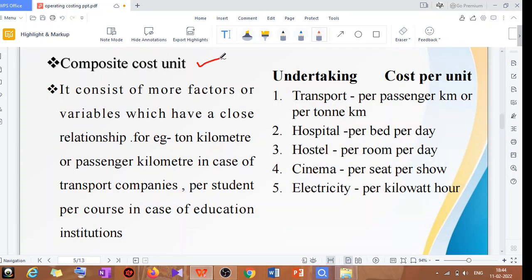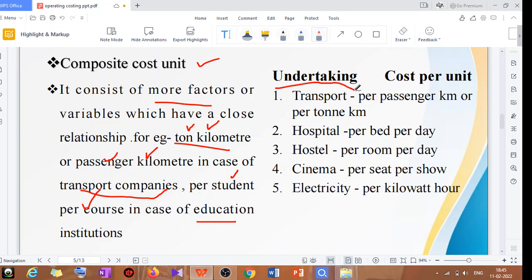Next is the composite cost unit. A composite cost unit consists of more factors or variables which have a close relationship. For example, ton kilometer. You can see there are two variables, ton as well as kilometer, or passenger kilometer, passenger and kilometer. This is in the case of transport companies. If you consider an educational institution, then it will be per student per course. So these are the examples for composite cost unit. You can see there are two variables.